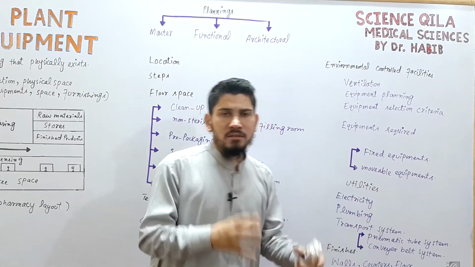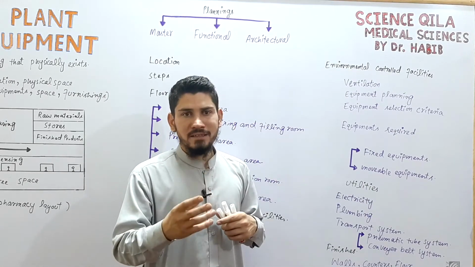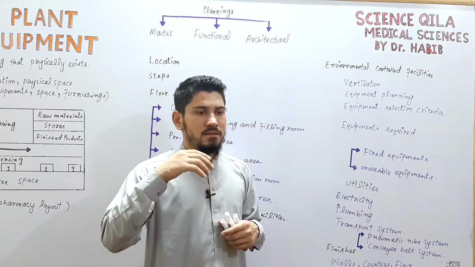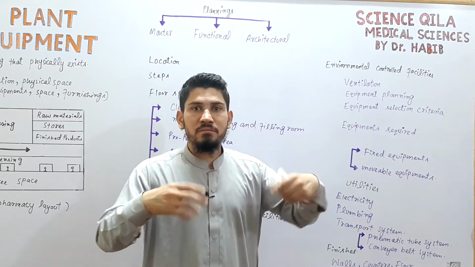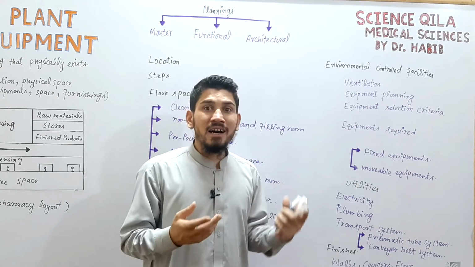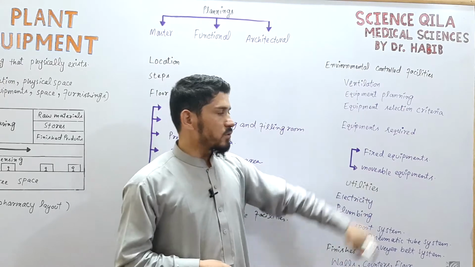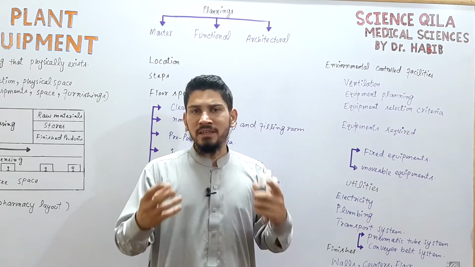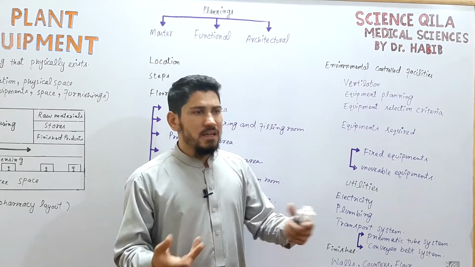Fixed equipments are such kind of equipments which are fixed, they cannot be moved, like elevators and sink and counters. So they are fixed during the manufacturing, or they are installed when the architectural work is going on. Movable equipments are such kind of equipments, they are not fixed, they can move from one place to another, like mixers, carts and other equipments.